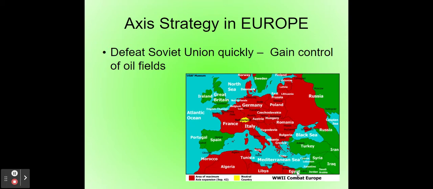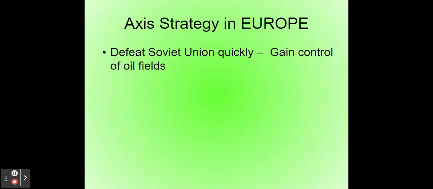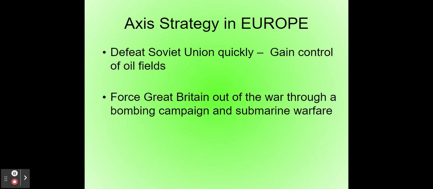But the idea is we're going to defeat the Soviet Union quickly, gain control of the Soviet oil fields, all right? Then the second part is once the Soviet Union is out of the way and we got all this oil, then we can refocus our attention on Great Britain and force Great Britain out of the war through a combination of bombings and submarine warfare. Okay? So these are Hitler's two main points in Europe. And you don't have to copy this down. You've already copied it down. Defeat the Soviet Union quickly, gain control of the oil fields, force Great Britain out of the war through a bombing campaign and submarine warfare.